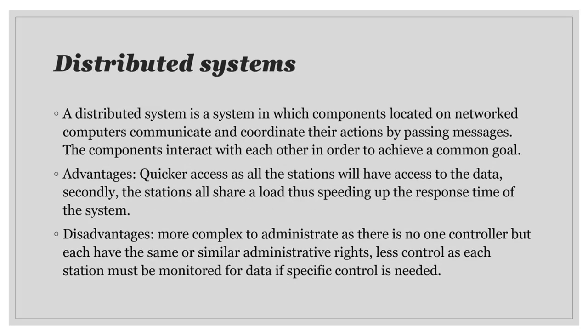Distributed system. A distributed system is a system in which components located on networked computers communicate and coordinate their actions by passing messages. The components interact with each other in order to achieve a common goal. The advantage is that all stations have quicker access to the data because it's distributed. Secondly, the stations all share a load, thus speeding up the response time of the system.